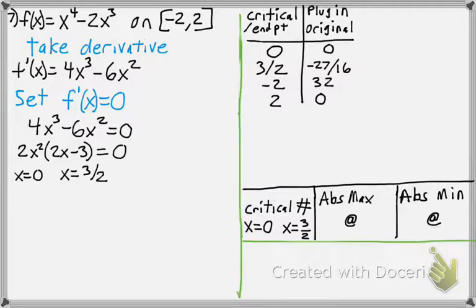So what we need to do is look at those 4 numbers that we just calculated, and figure out what is the lowest number and what is the highest number. So the highest number is 32, so that will be our absolute maximum. So it's 32, and this occurs at x is equal to -2. The lowest value is the -27 over 16, and this happens at x is equal to 3 over 2.